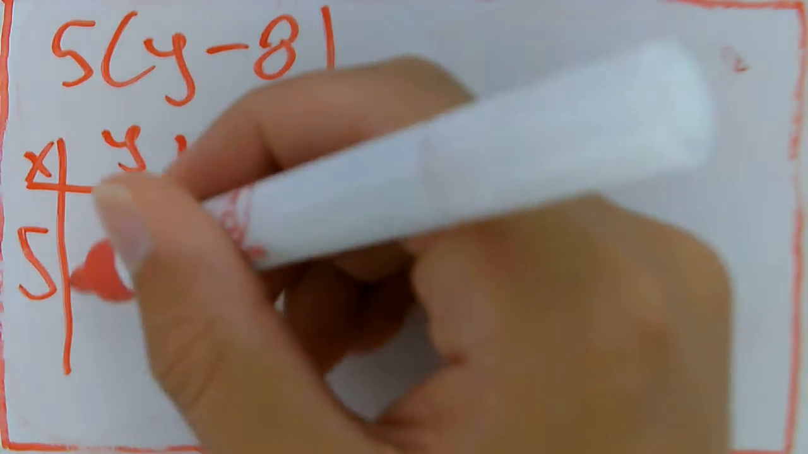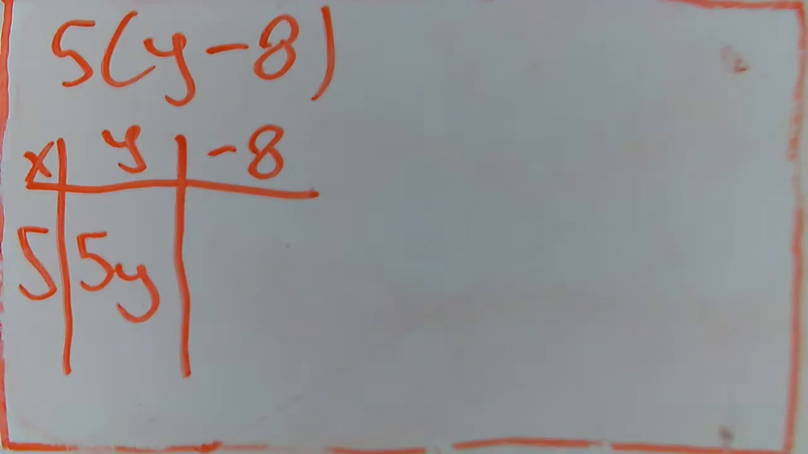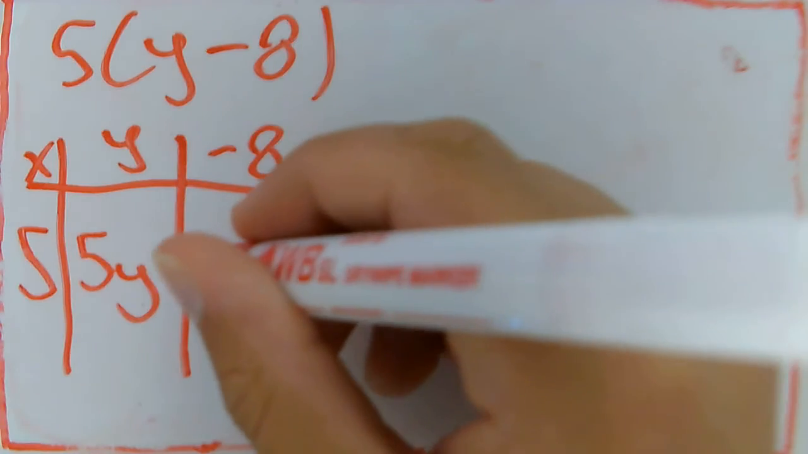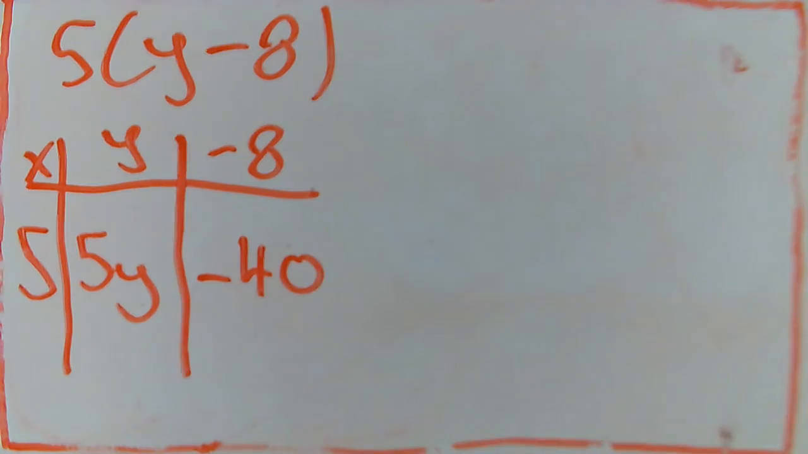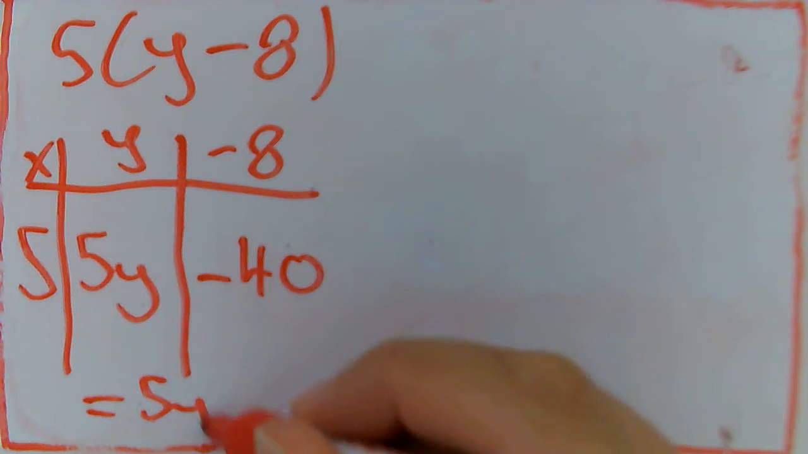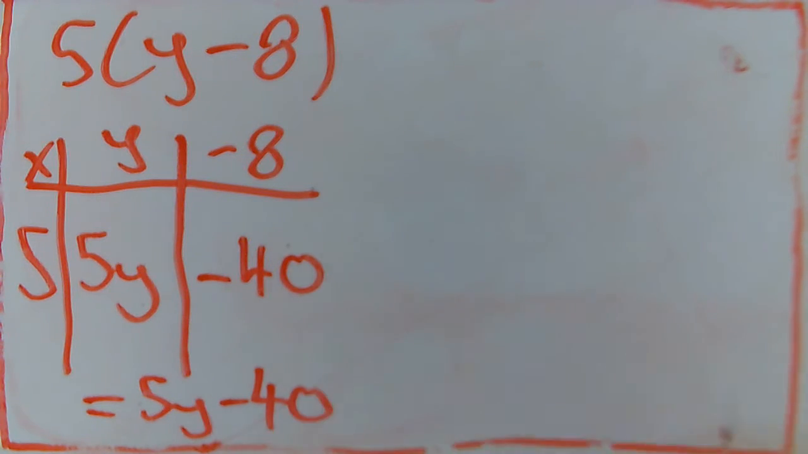5 times y gives us 5y. And now 5 times minus 8, well, let's think about our numbers. 5 times 8 gives us 40. Positive times negative gives us negative. So we get an answer of minus 40. And then when we put these two together, we're going to have 5y minus 40.